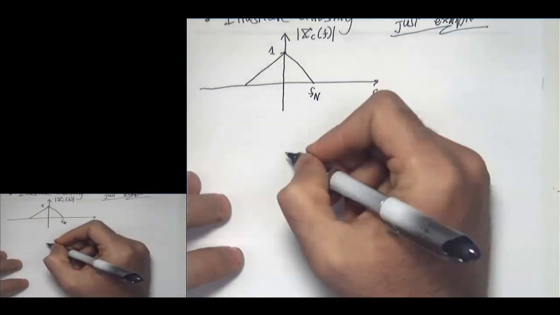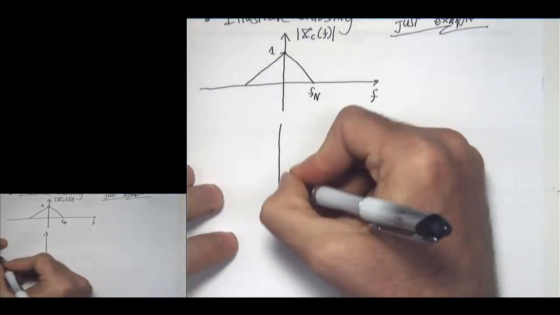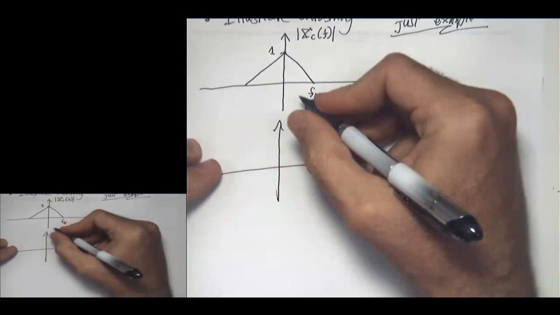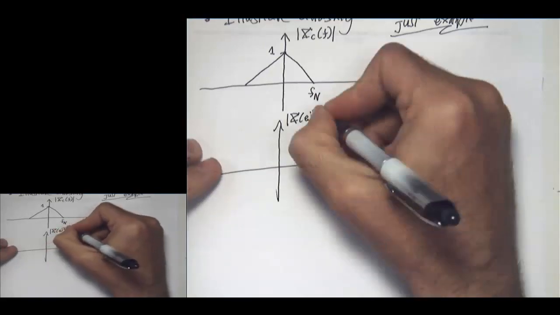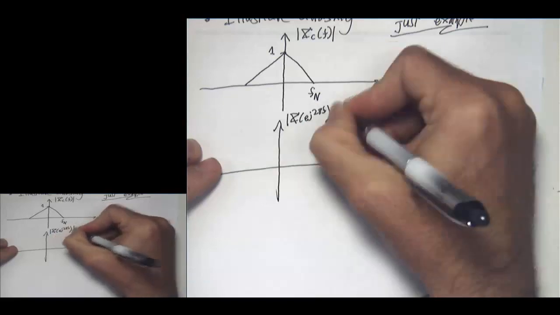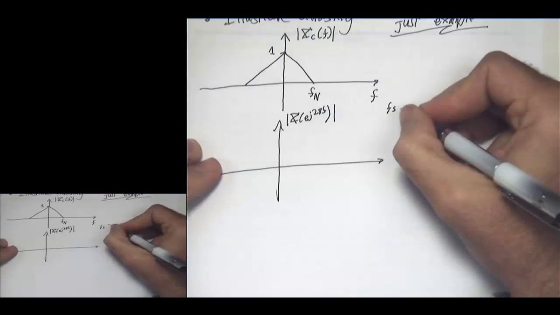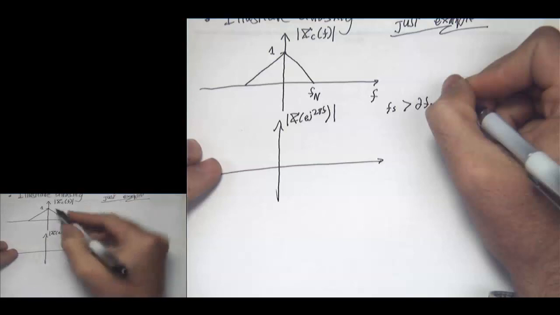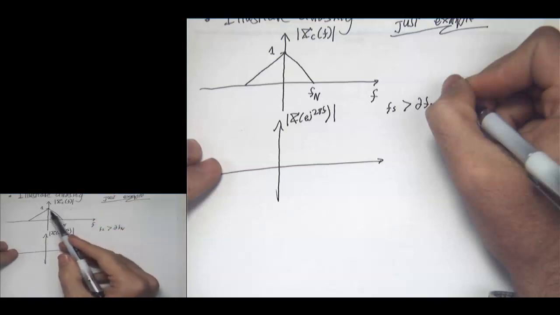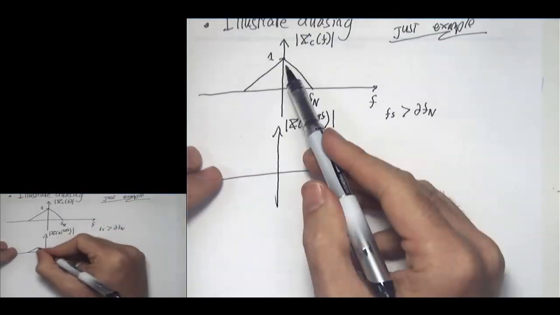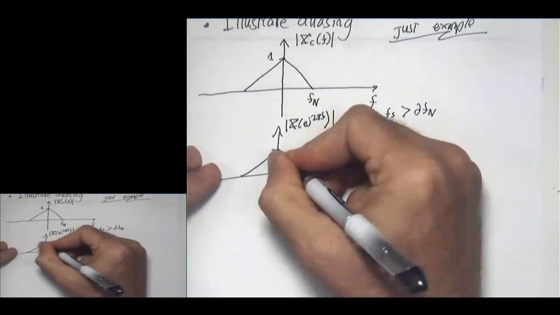Now, let's look at two cases, one where we don't have aliasing and one where we do have aliasing. So this is going to be the absolute value of X of e to the j 2 pi f, where fs is greater than 2 f_N. So we have satisfied Nyquist. The main thing we're going for here is to rescale this. And since I'm just drawing this out, I can just change the label here. That's going to become 1 over T.